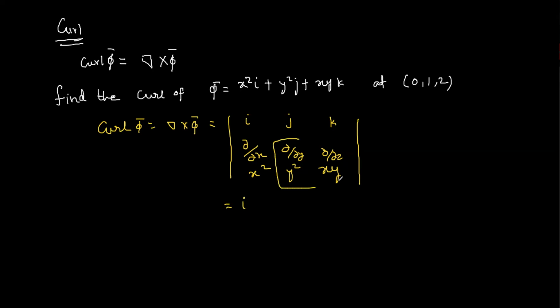When you take this part, you will get dou by dou y of xy minus dou by dou z of y square, right? This is simply a cross product of two vectors, because this is also a vector and this is also a vector.